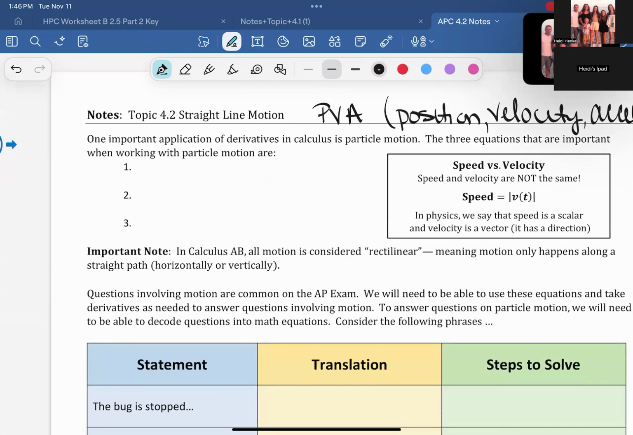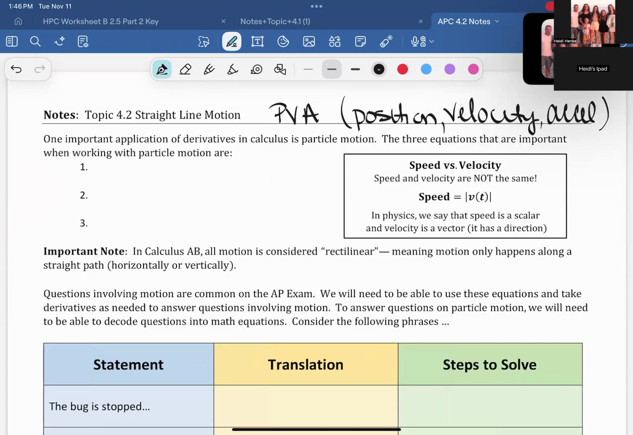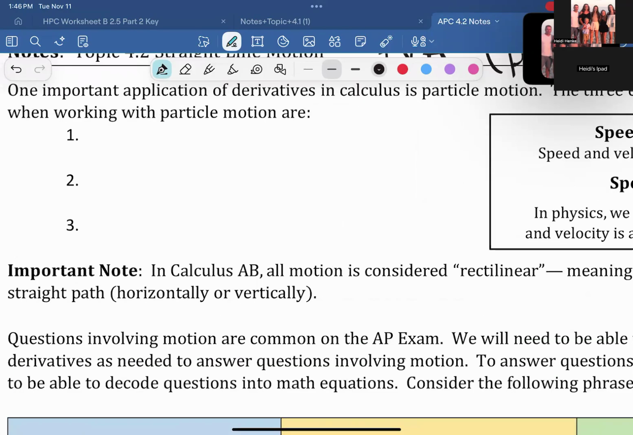All right, so one important application is calculus in particle motion, meaning you have a particle that is moving left and right on a straight line, like an x-axis. Sometimes it can even be a particle moving up or down on like a y-axis. They're going to talk about the position, the velocity or speed, and the acceleration of this particle. So the three things we're going to talk about today are position, like where is it? That is usually denoted with an S of t or an X of t.